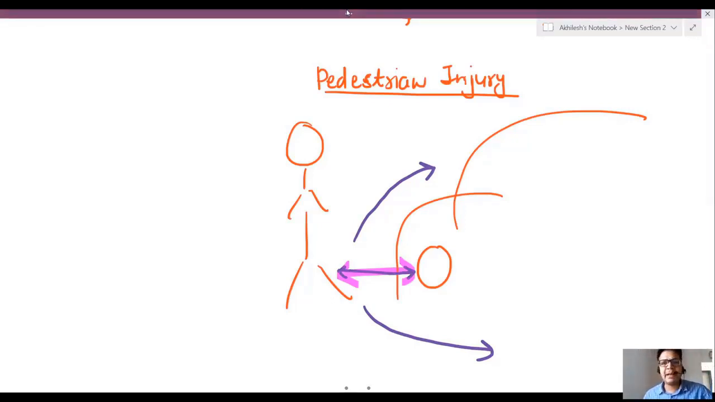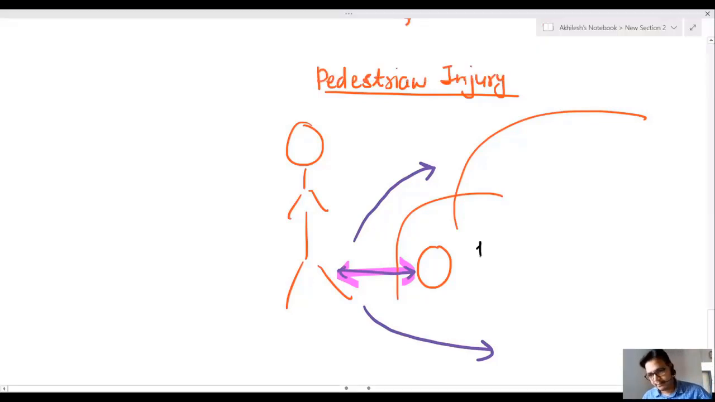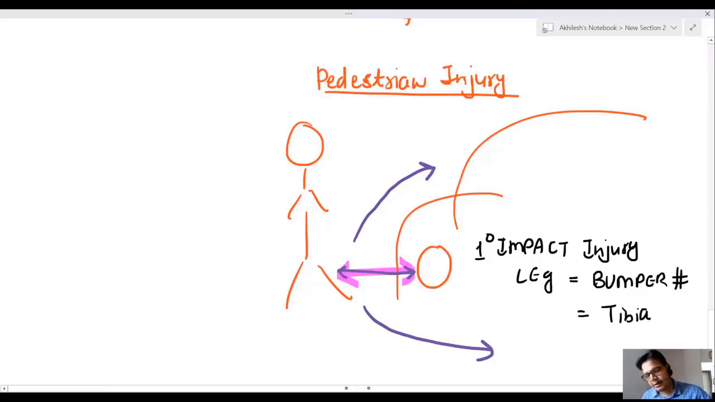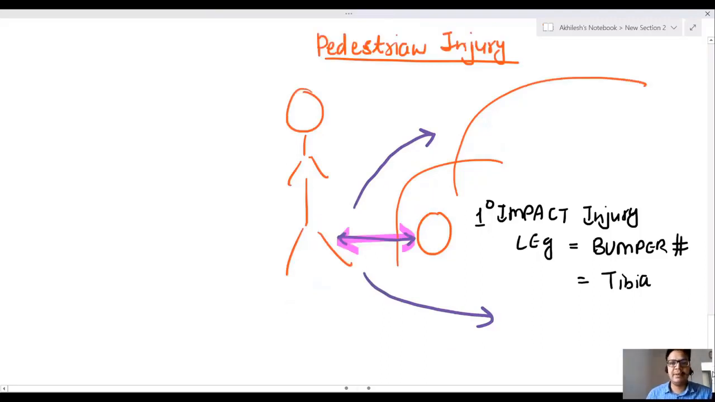Doctor, this is known as primary impact injury. And sir, primary impact injury is on the leg. Yes. And doctor, we have a fracture which is known as bumper fracture. Bumper fracture is a fracture of tibia. This is known as primary impact injury.